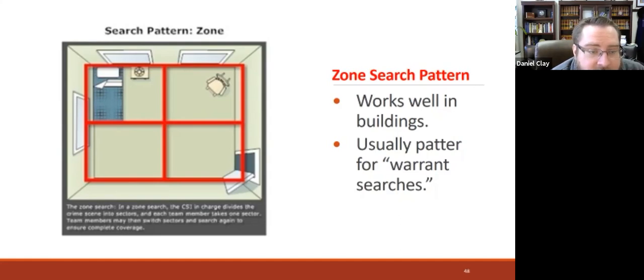While they're doing their search in the sector, they might miss something. It happens. So if we switch after the first person investigates and the second person comes in and finds something, awesome, because it would have been missed. If they don't find anything, awesome, because it means the first person did their job. And it's going to be harder for a defense attorney to shoot that down on the stand.